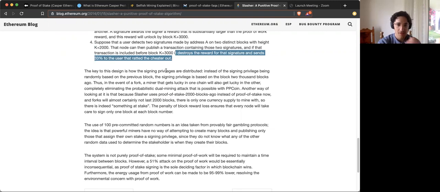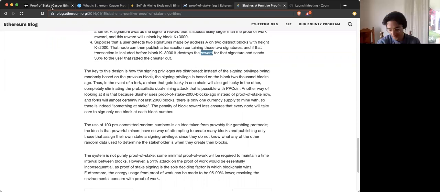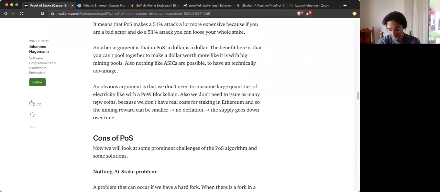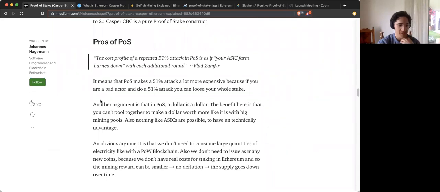Sorry, I said stake. It might be rewards actually. That 33% of the rewards gets sent to the ratter. Okay, so you don't become rich or anything. Well, I guess it depends. I guess it feels kind of funny.